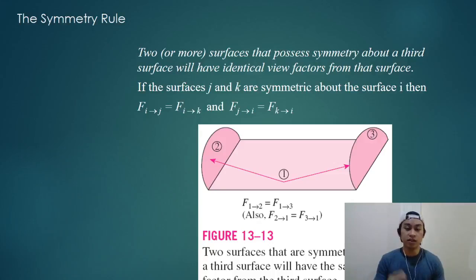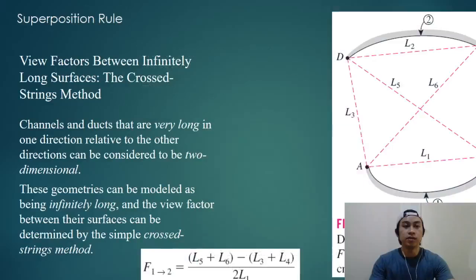As you can see from the equation, F1 to 2 is equal to F1 to 3. It is because of the symmetry about the third surface, which gives an identical view factor from the surface. Any of the view factors from 1 to 2 and 1 to 3 have the same symmetry and the same identical view factor from the surface. So next is about the superposition rule.